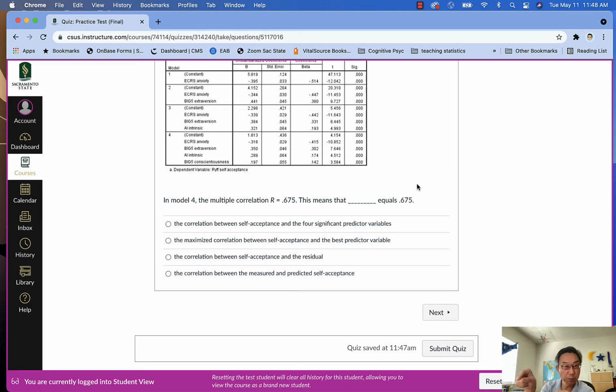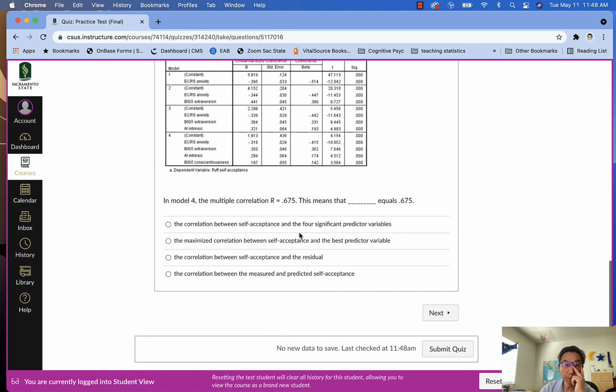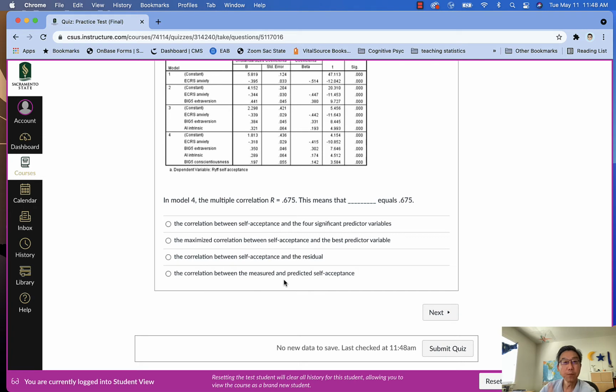It's the correlation between measured value and the predicted value of the criterion variable, right? So it's the correlation between, no. Maximize the correlation between self-acceptance and the best predictor, no. It's the correlation between self-acceptance and the residual, no. It's the correlation between the measured and the predicted self-acceptance. That is the definition, the correlation between Y and Y prime.